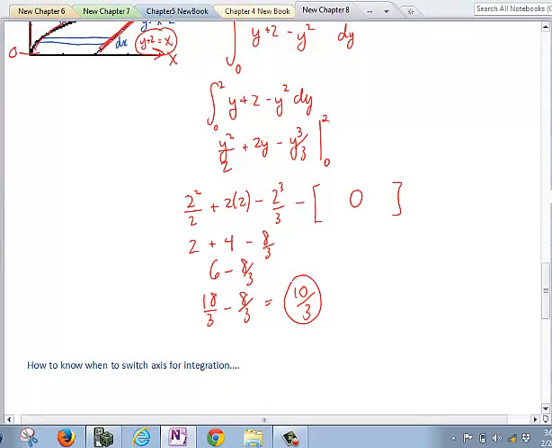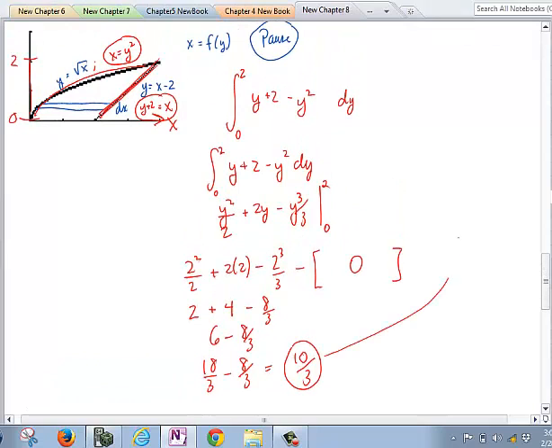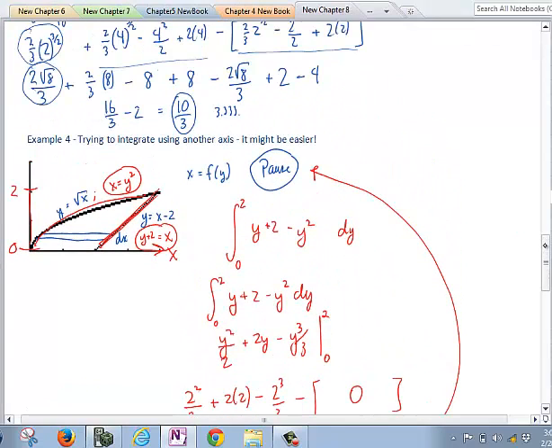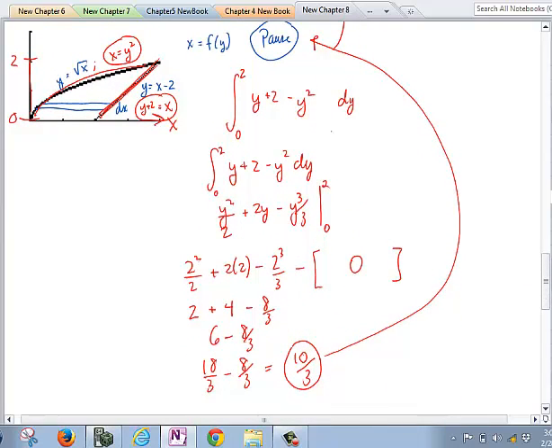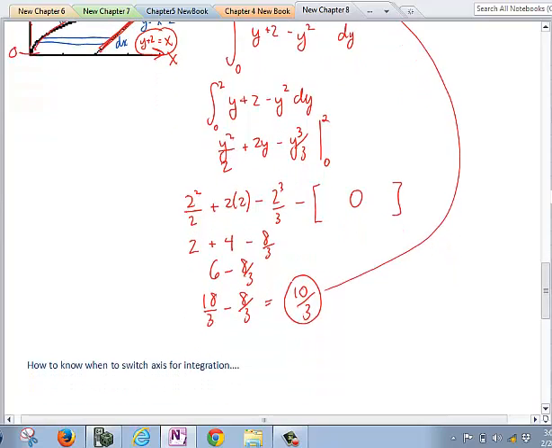So sometimes it pays to change the direction of the integral and go from a dx integral to a dy integral.